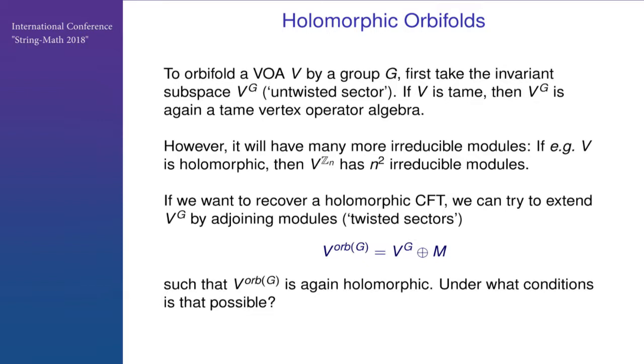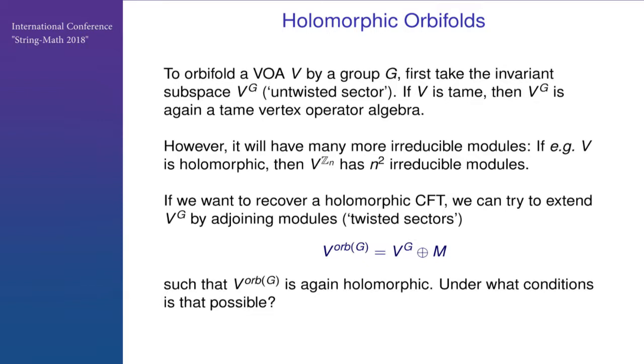In fact, for instance, it's going to have a lot of irreducible modules. For instance, if G happens to be the cyclic group Z_n, and this is the case that we'll be interested in, cyclic orbifolds, then it turns out that this V^G has n-squared irreducible modules. So in order to turn V^G into something which is holomorphic again, we need to add back some of the modules; physically this means we need to add back in twisted sectors. The question is, can we do that, or for what orbifolds can we do that in such a way that the resulting vertex operator algebra, this orbifold vertex operator algebra, is again holomorphic?